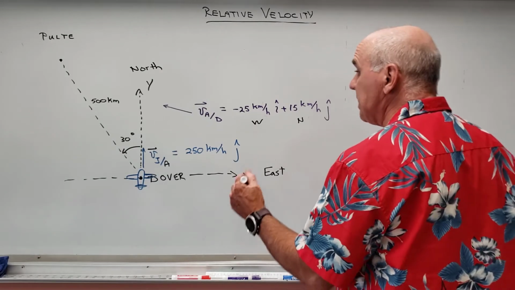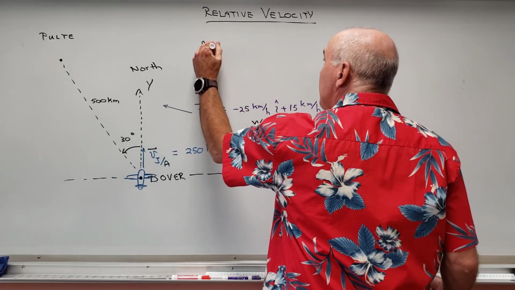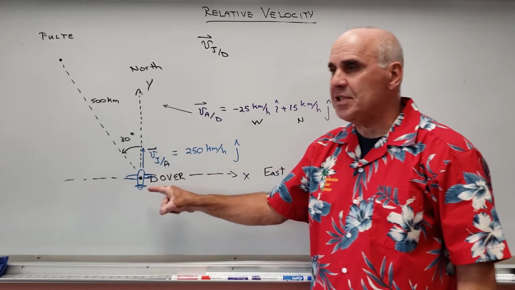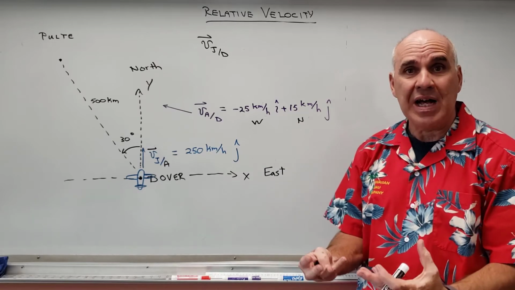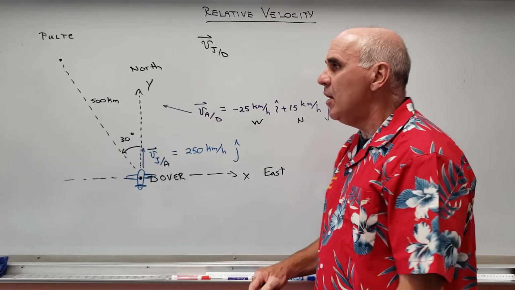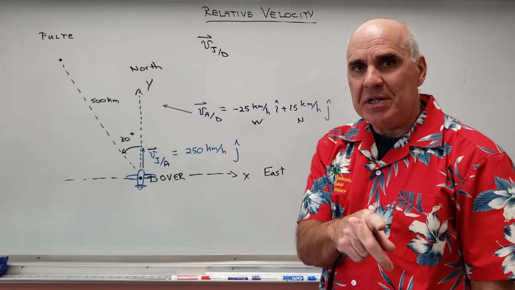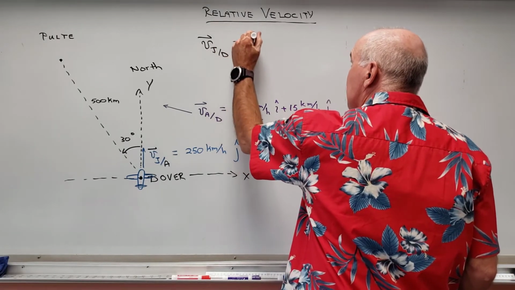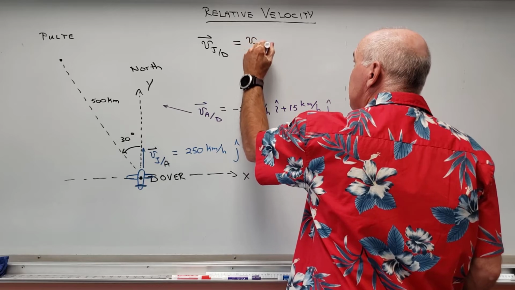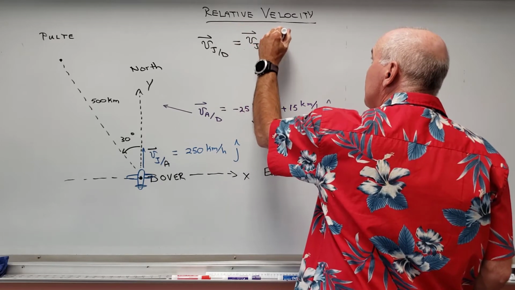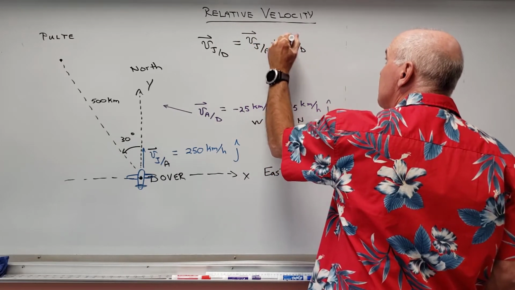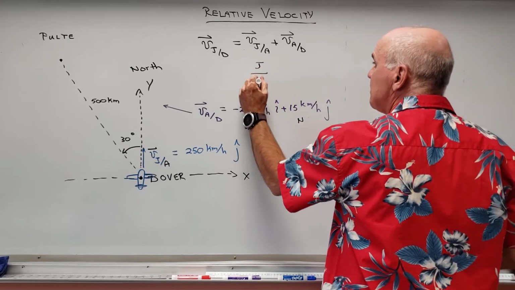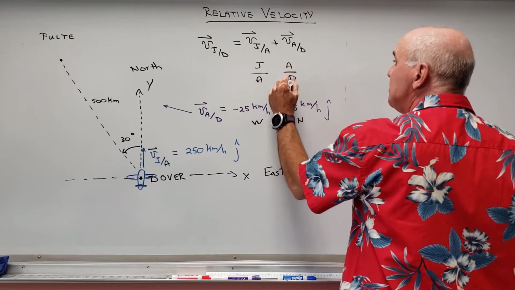But what I'm interested in is the velocity of the jet with respect to Dover. In other words, the tower at Dover is going to see the plane moving at some velocity. What is that velocity? All right, let's go back to the one-dimensional problem that we did last time. This is equal to the velocity of the jet with respect to the air plus the velocity of the air with respect to Dover. Remember that we look at the subscripts when we add the two vectors together.